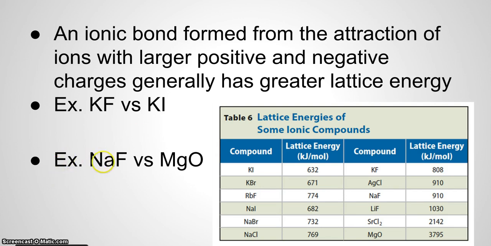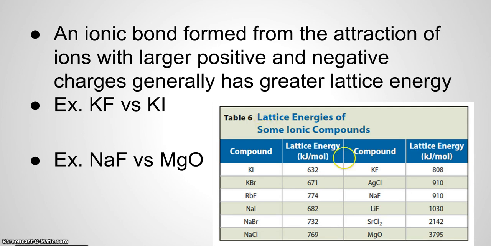When we compare sodium fluoride with magnesium oxide, sodium fluoride has a lattice energy of 910. Magnesium oxide down here is, well, almost 4,000 kilojoules per mole. So it is significantly higher, where if you look at the sizes, they're about the same. Magnesium and sodium about the same size. Oxygen and fluorine about the same size. So that's not the difference.